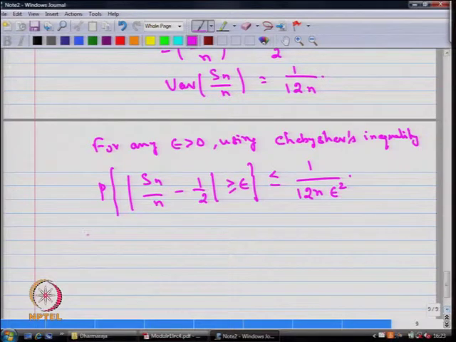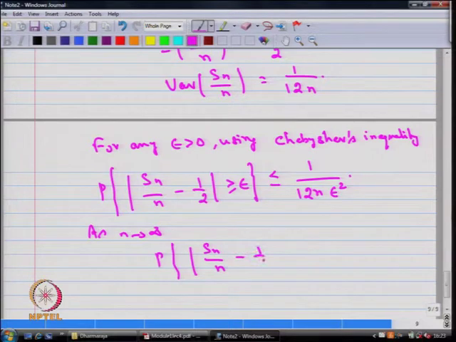Now, as n tends to infinity, the probability of absolute of Sn by n minus 1 by 2 greater than or equal to epsilon will tend to 0, because n is in the denominator. As n tends to infinity, this probability tends to 0.